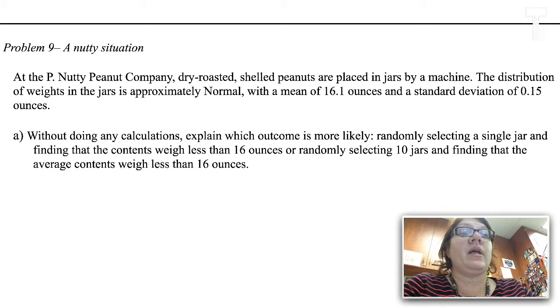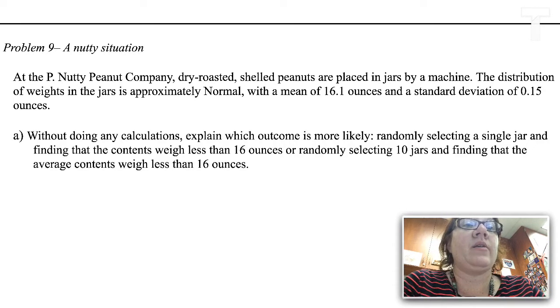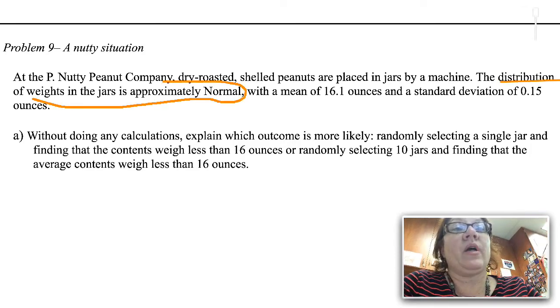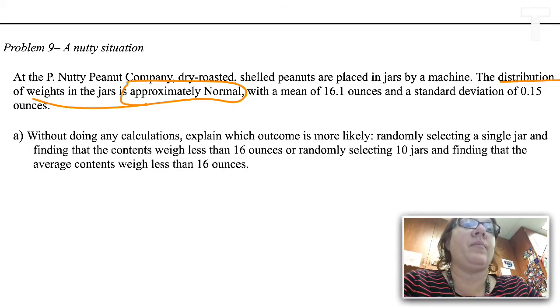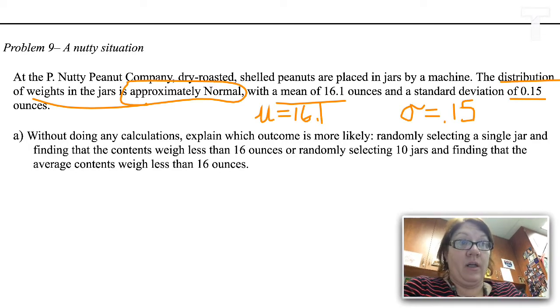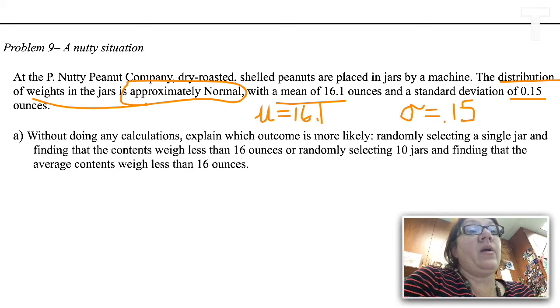And on this last one, again, as you read, make sure you start underlining things. So I see the distribution of the weights of jars is approximately normal. That's talking about the population. And then it has a mean of 16, still talking about the population, and a standard deviation of 0.15, still talking about the population. There's been no sampling yet.